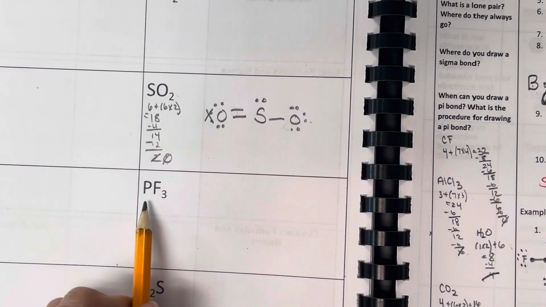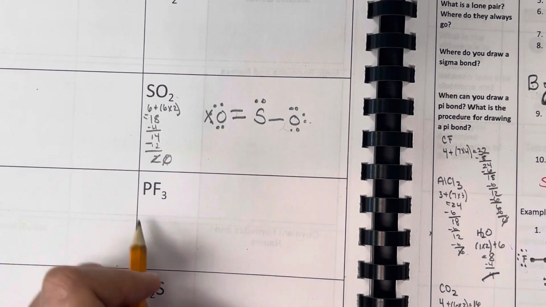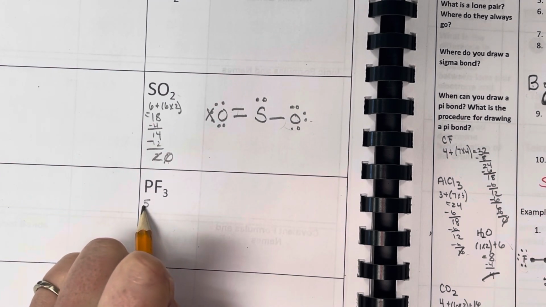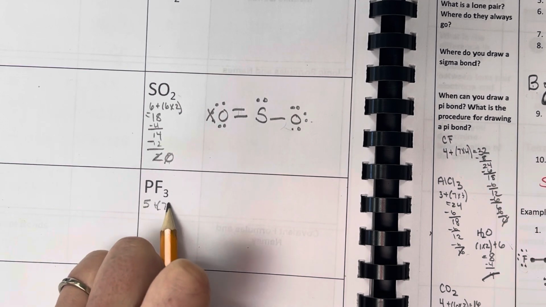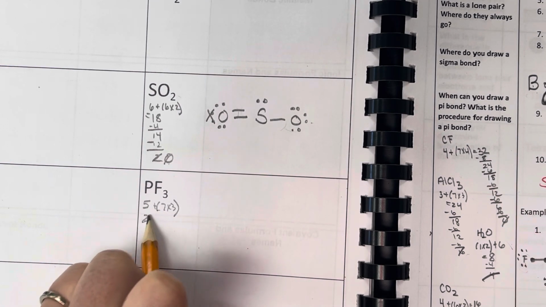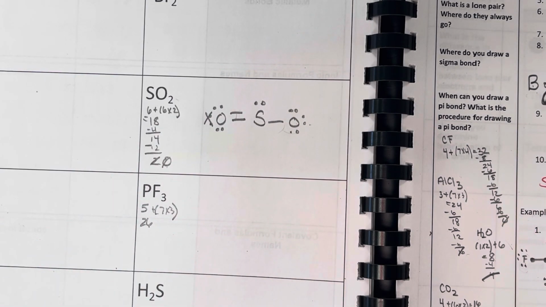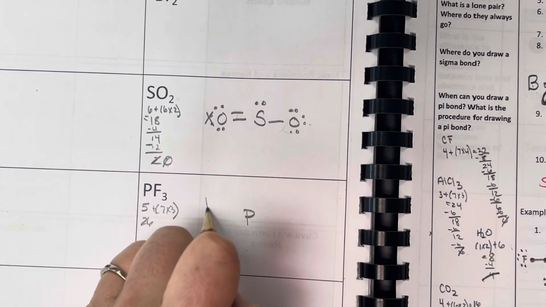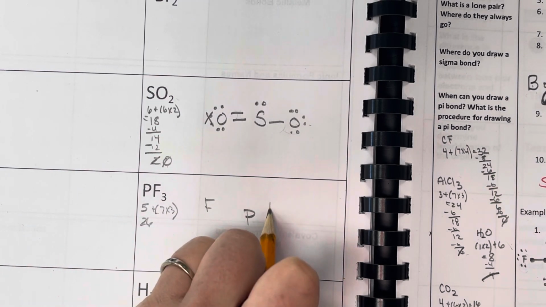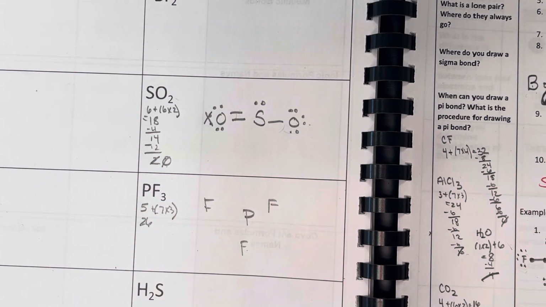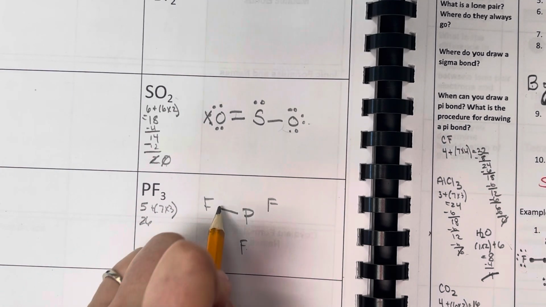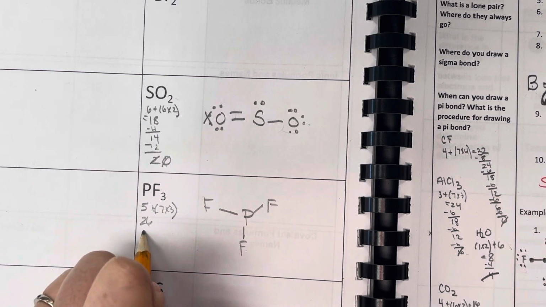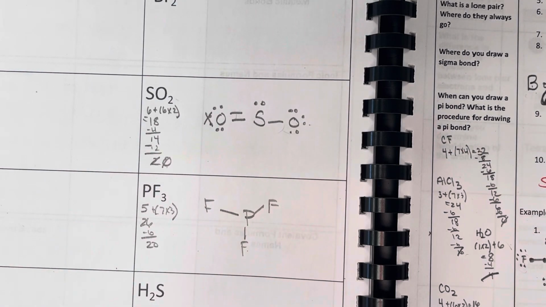Okay. Last example I'm going to do today is PF3. So I'm going to find P on the periodic table. It's in family 5 plus 7 times 3. That gives me a total of 26 electrons. P is the farthest, and also F can never go in the middle because it's a halogen. So I'm going to give it 3 attachments, noting that I leave the top open. I bond that to 4, 6, so that uses up 6 electrons. I've got 20 left over.